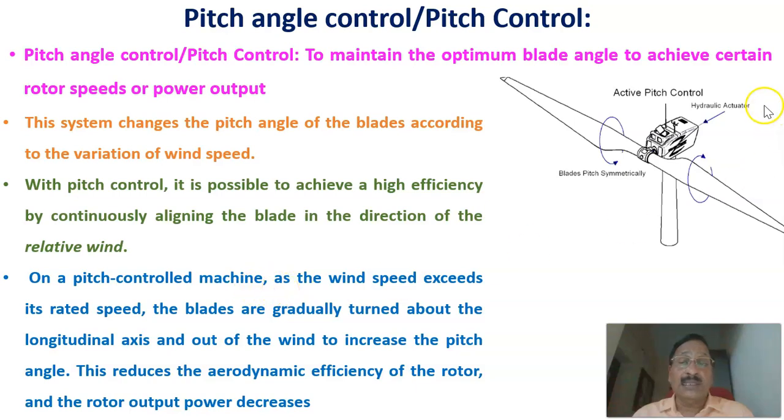On pitch control machines, which adjust the blade angle, as the wind speed exceeds the rated speed, the blades are gradually turned about the longitudinal axis and out of the wind to increase the pitch angle. This reduces the aerodynamic efficiency of the rotor and the rotor output power decreases, when the wind speed exceeds the rated speed. This is done by the pitch angle control. Here, with active pitch control, the blade pitch is controlled symmetrically. The angle of the blade is controlled by this pitch angle control system.